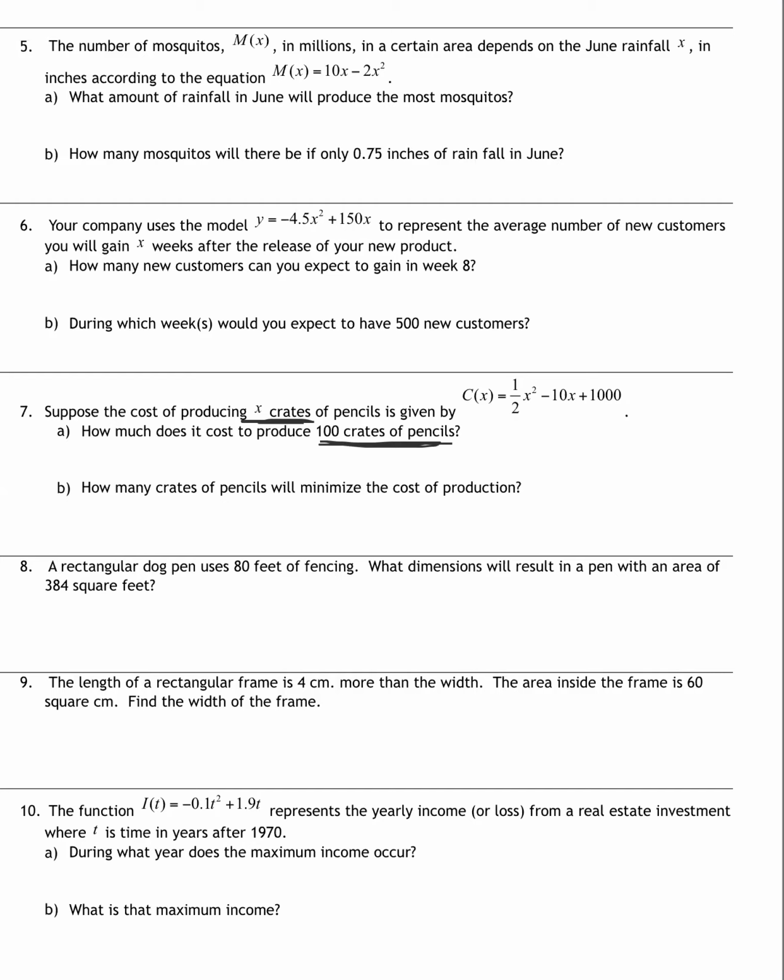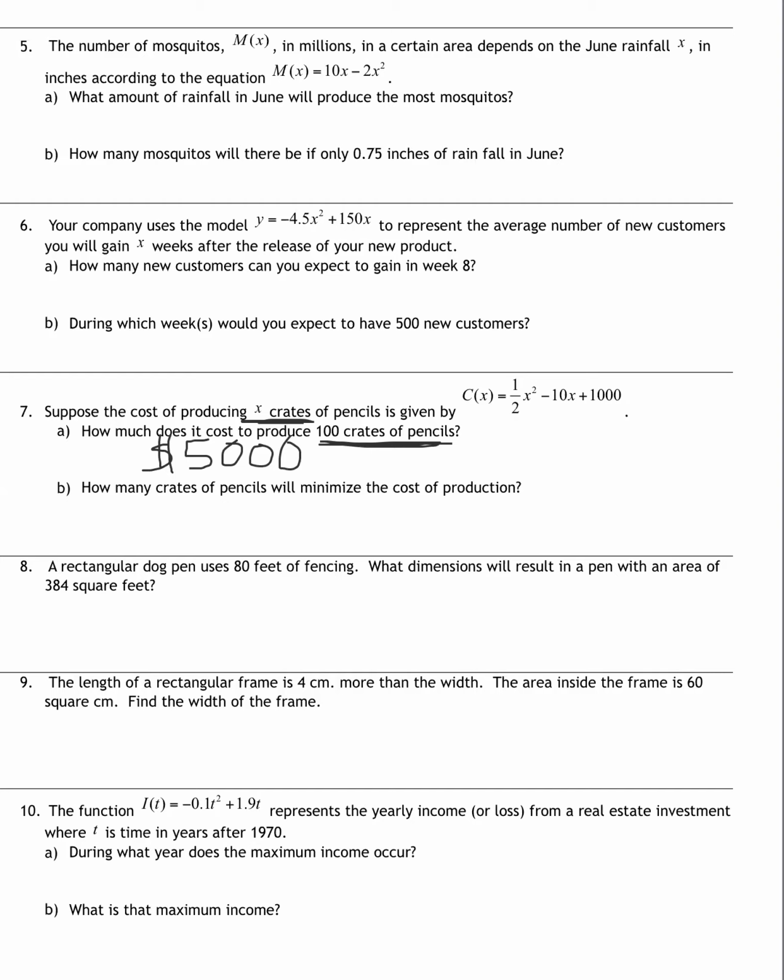I'd have 1/2 times 100 squared minus 10 times 100 plus 1,000. So I get 5,000 for that first answer. Did you get that? Yeah. Okay, perfect.